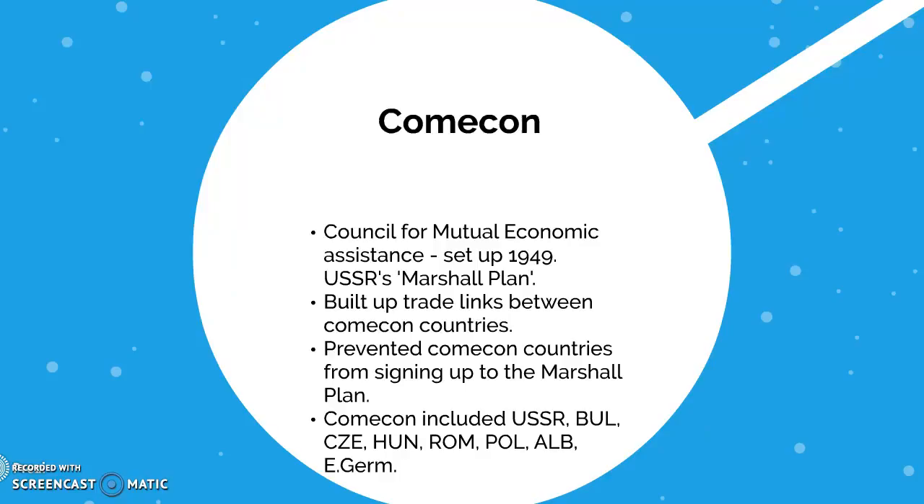And in order to get the money from the Marshall Plan, you had to trade with them, so this is effectively the same thing. It also prevented Comecon countries, so once you join this group, a bit like the Warsaw Pact, you were not allowed to sign up to the Marshall Plan. And this Comecon group included the USSR, Bulgaria, Czechoslovakia, Hungary, Romania, Poland, Albania, and once Germany was split up, it included East Germany and East Berlin as well.